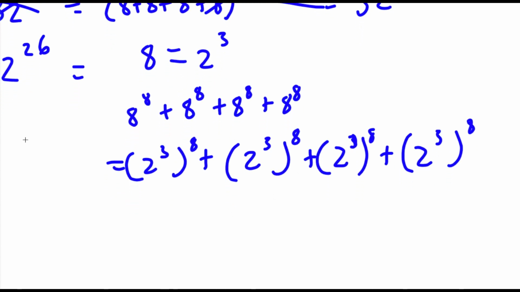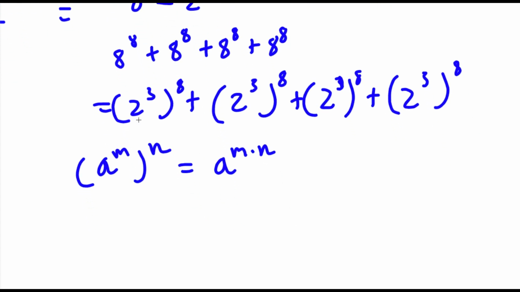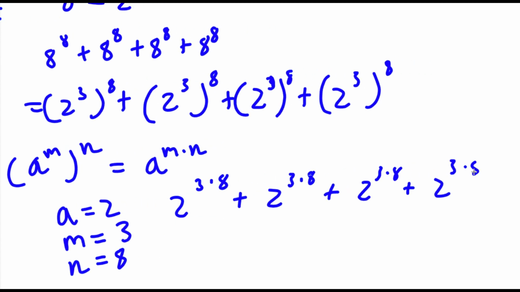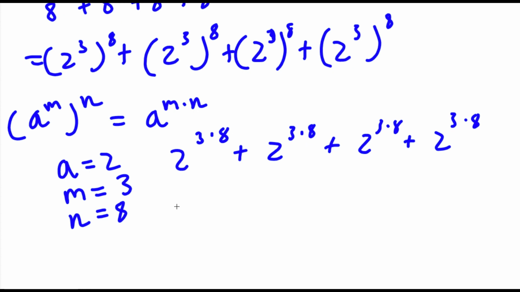Now, if I have something in the form a to the power of m to the power of n, this is equal to a to the power of m times n. So in this case, a is equal to 2, m is equal to 3, and n is equal to 8. So now I have 2 to the power of 3 times 8 plus 2 to the power of 3 times 8 plus 2 to the power of 3 times 8 plus 2 to the power of 3 times 8. Now 3 times 8, this is the same thing as 24.